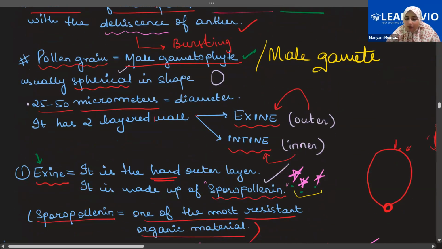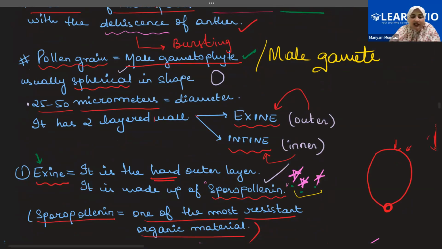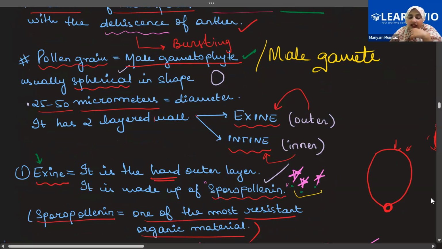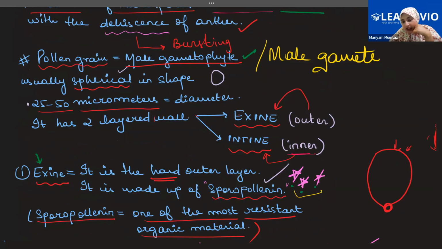Now, when we talk about the pollen grain, it is the male gamete and it is usually spherical in shape. The diameter of a pollen grain is 25 to 50 micrometers and it has 2 layers, the outer layer and the inner layer. The outer layer of the pollen grain is called the exine, whereas the inner layer of the pollen grain is called the intine.